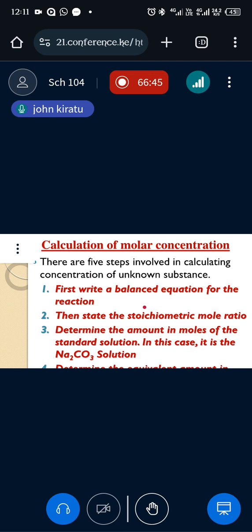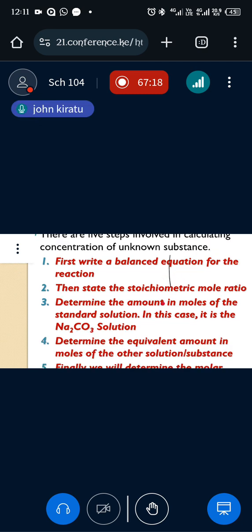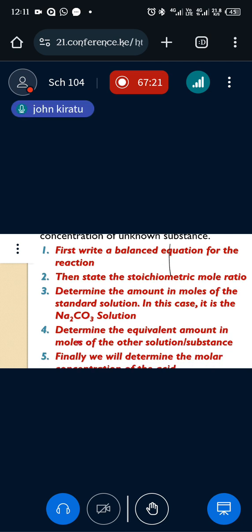This one you have really studied, I think, in form 1 or form 2: the first thing you're supposed to do is write a balanced equation for the reaction. Then you balance it to know the mole ratios. Then from the mole ratio and the volume you have used, you calculate the moles. After calculating the moles, you can determine the concentration of your unknown.